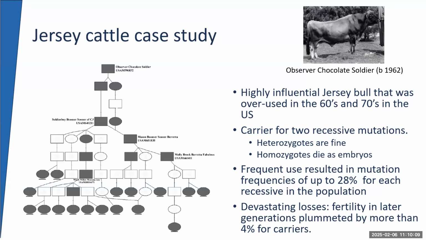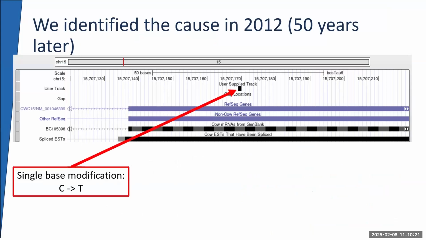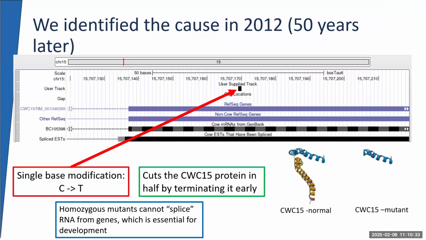It wasn't until 2012, 50 years later, that we identified the causal variant that was actually responsible for this allele. And it turns out it was a single nucleotide polymorphism, or SNP, that changed a cytosine base to a thymine within the coding region of a gene. That gene was CWC15, which is an important gene in the spliceosome, which results in the splicing of messenger RNA for protein translation. This is essential for development. And you can see from the protein structure analysis on the right the exact cause of this mutation, it truncates the entire protein almost in more than half.